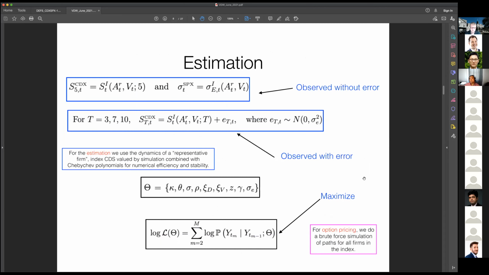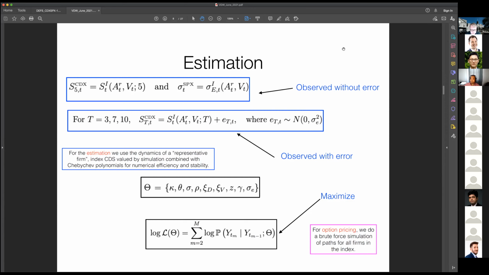Okay, so then we estimate. Estimation is done by maximum likelihood. We assume that we can observe the 5-year CDX spreads perfectly together with the physical volatility of the SP 500. So that's the first blue box on top. And then we have error terms for the observations of the 3, 7, and 10-year tenors for the CDX index. And then we have a bunch of parameters to estimate: the volatility dynamics, the risk premium on diffusive risk, and the variance risk premium, the jump parameters, and idiosyncratic risk. So that's all the detail I'm going to give you on the estimation.